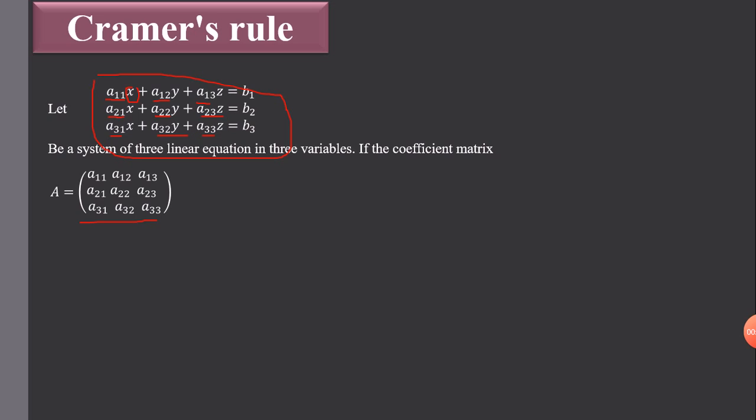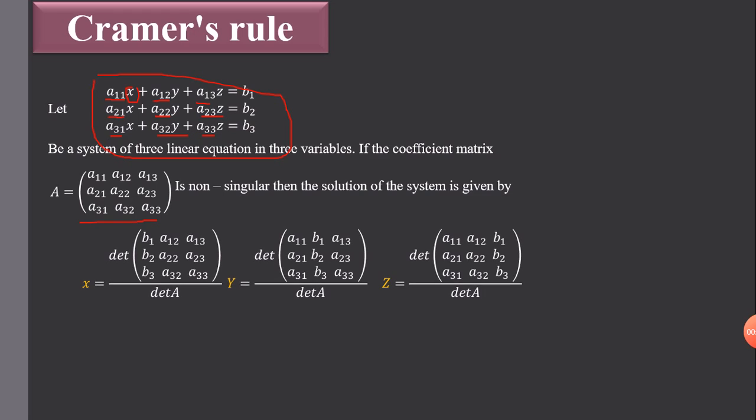If this coefficient matrix A is non-singular, by non-singular we mean it has an inverse, and if it has an inverse, then the determinant of this matrix exists. Then the solution of the system is given by the value of x is equal to the determinant of b1, b2, b3, a12, a22, a32, a13, a23, a33 over the determinant of A.